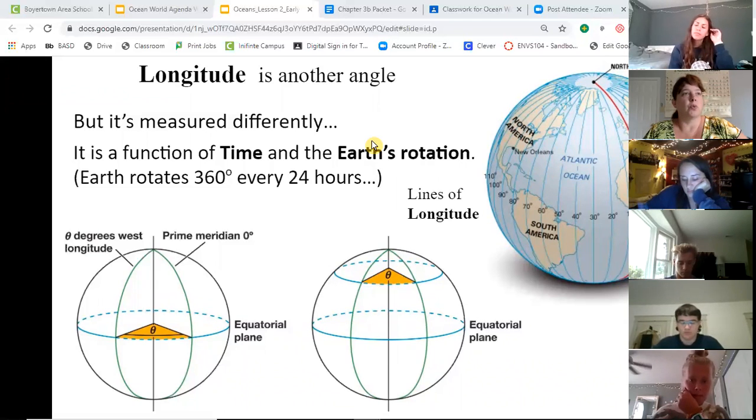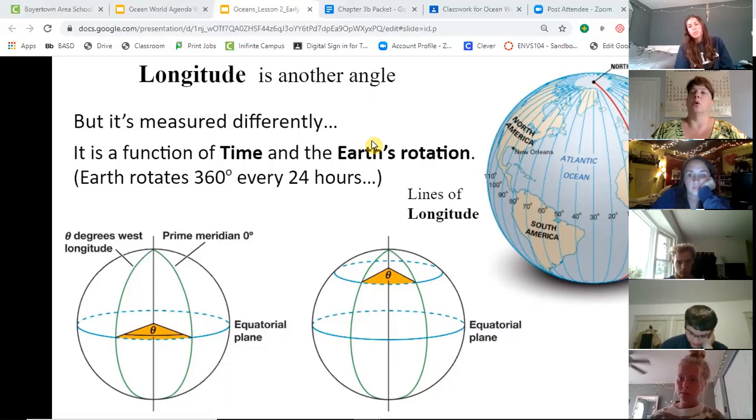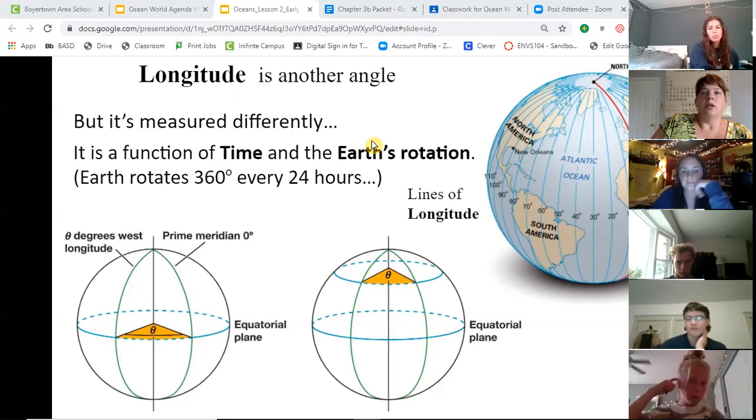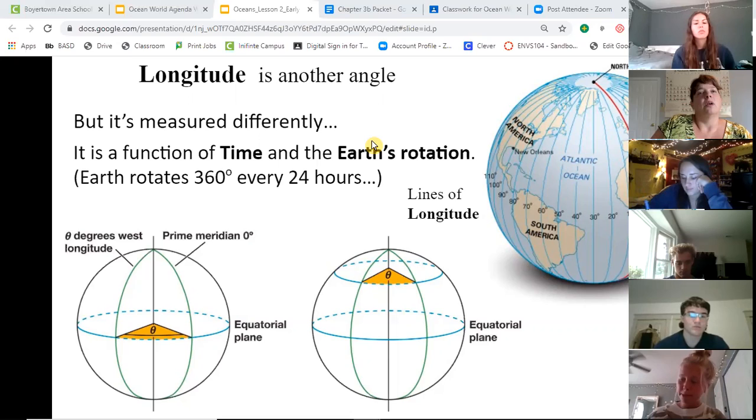It runs through Greenwich, England, and the only reason that it runs through that point is because the people who developed longitude, that's where their laboratory was located. So that's the only reason why it goes through that point. So longitude is measured based on the degrees from that prime meridian to the center of the Earth. It is measured east and west of the prime meridian.